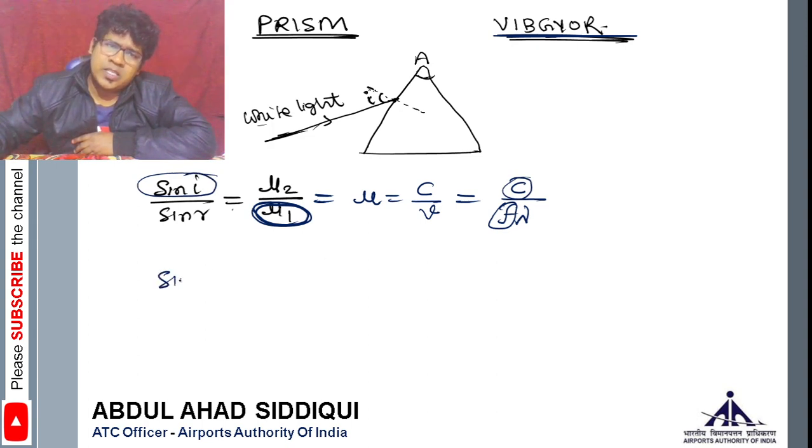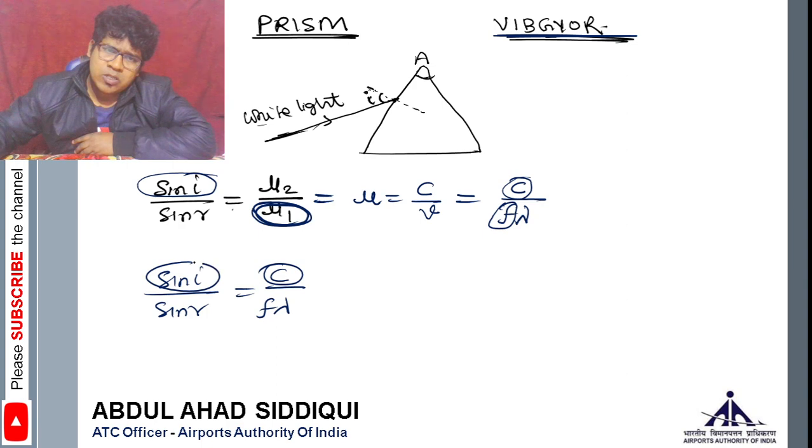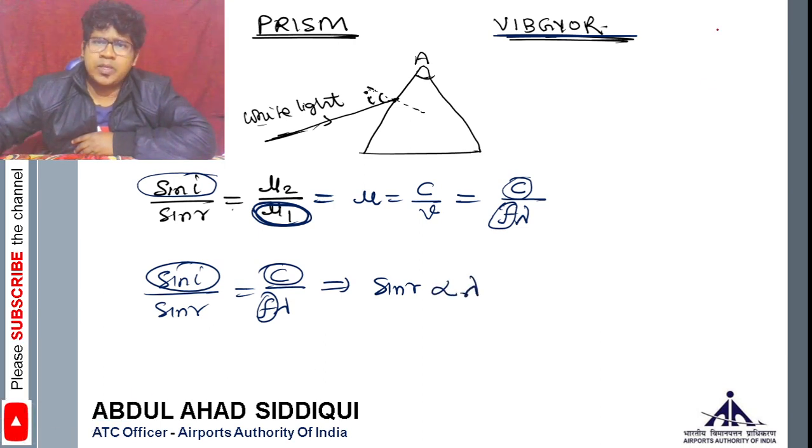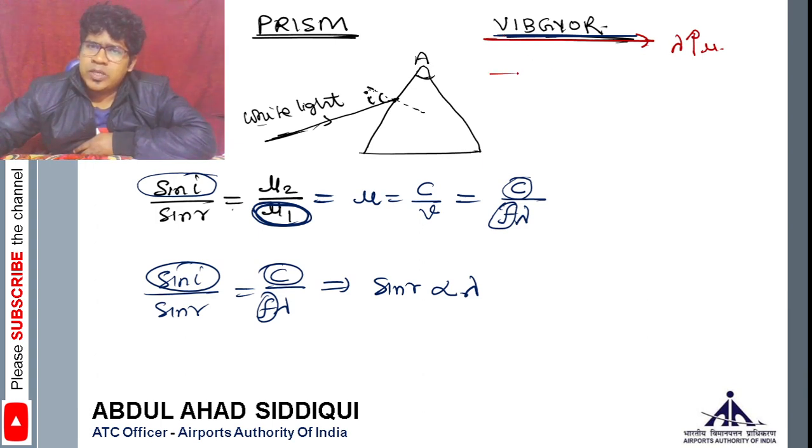So if we write sine i upon sine r is equal to c upon f lambda, this is constant, this is constant, this is constant. From here you can say sine r is directly proportional to lambda. And we all know that when we travel from violet to red, lambda increases. It means when we travel from violet to red, the angle of refraction will increase.